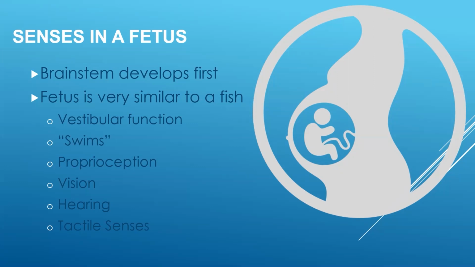Most people don't realize that at some point when you're going through the stages, you actually develop gills, and then the gills disappear. A bunch of different things happen where you end up having things that are similar to a fish, where you do have vestibular function that develops. You do start to, again, have some types of movement and proprioception.